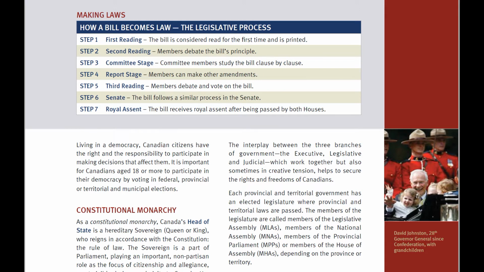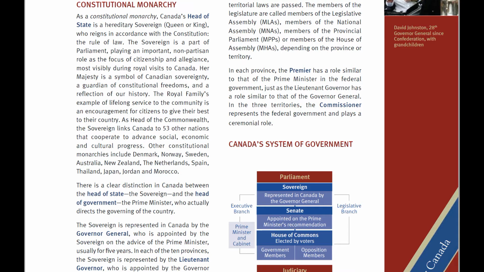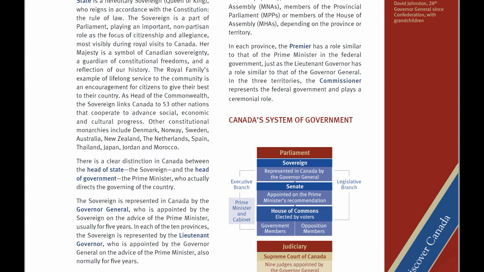Constitutional monarchy. As a constitutional monarchy, Canada's head of state is a hereditary sovereign, a queen or king, who reigns in accordance with the Constitution, the rule of law. The sovereign is a part of Parliament, playing an important non-partisan role as the focus of citizenship and allegiance, most visibly during royal visits to Canada. Her Majesty is a symbol of Canadian sovereignty, a guardian of constitutional freedoms, and a reflection of our history.